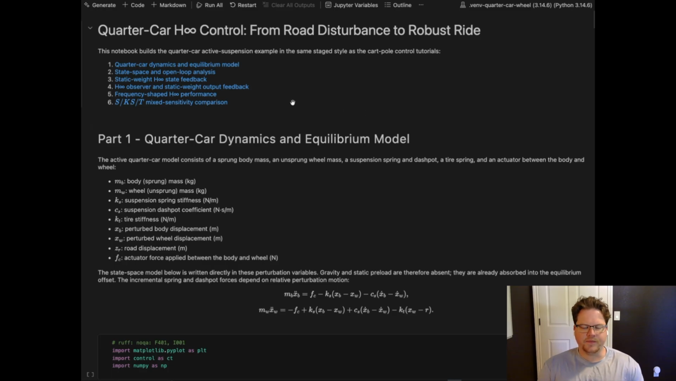And then in this part, I'm going to briefly recap the dynamics of the perturbed equilibrium model that was derived, and that's how the state space was assembled. Then I'm going to go to that state space system and perform analysis and do the same thing as the cart pole series with respect to observability and controllability before stepping into the H infinity control, first starting with static weight H infinity state feedback, and then going into observer frequency shaping and then mixed sensitivity. All right, so let's step into it.